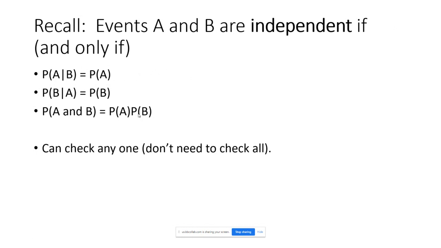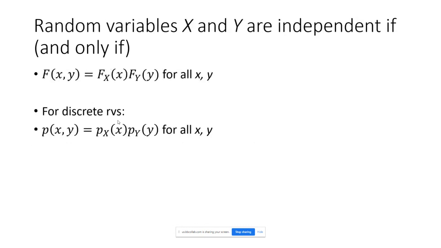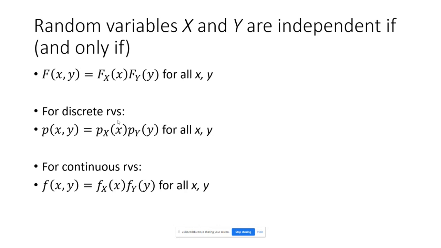2 random variables are independent if this 3rd criterion works for all possible values, all the events of X and Y taking on any of their possible values. So the event that big X equals little x and the event that big Y equals little y for all possible values of x and y. And for continuous random variables, we also have the alternative way to check that the joint density function equals the product of the marginal density functions.